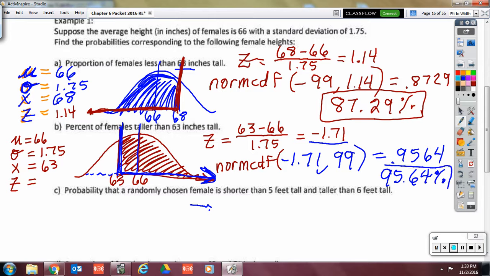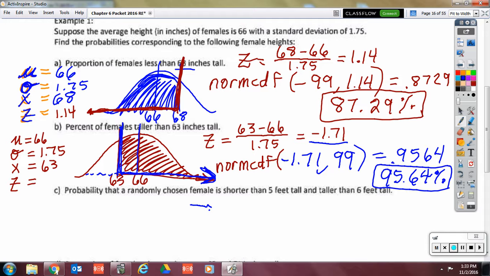I'll look at that in a minute. All right, so that means if you are 63 inches tall, then 95.64% of females are taller than you. Is that how tall you are, Lexi? Are you 63 inches tall?